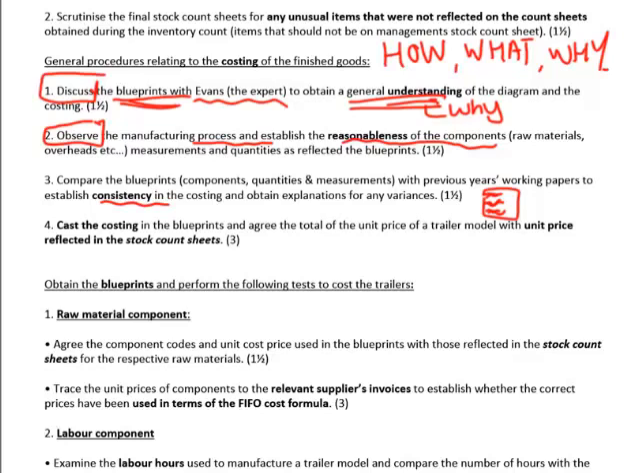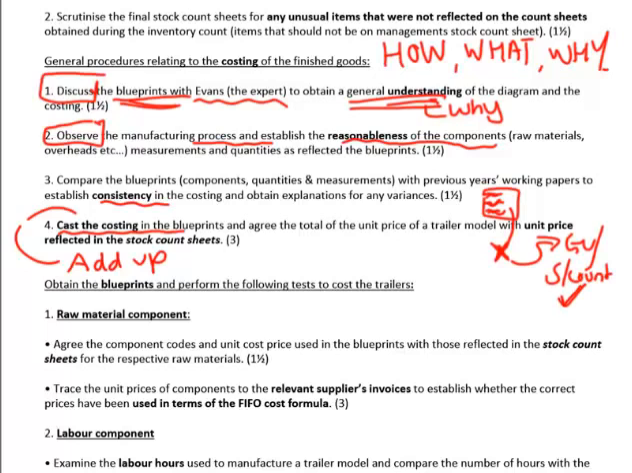And then lastly, we can cast the costing. So cast that blueprint. Casting means add it up. Okay, we want to make sure that if we take our calculator and we add up every line item, will that total agree to what management has? Yes or no? So we're going to cast the costing of the blueprints and agree that total of that unit price of the trailer model with the unit price reflected in the stock count sheets, making sure that what's sitting here, that final value, is sitting in our GL and our stock count sheets. Okay, those need to agree.